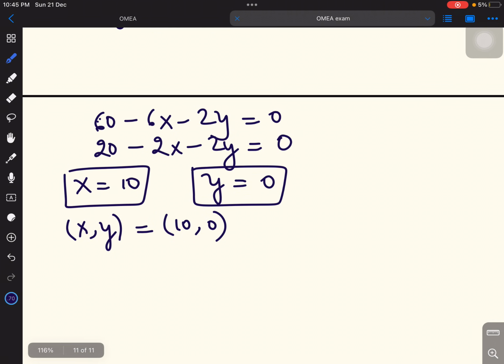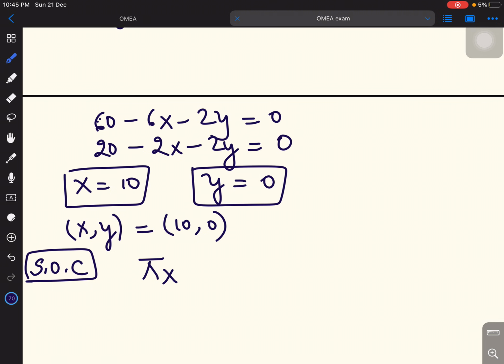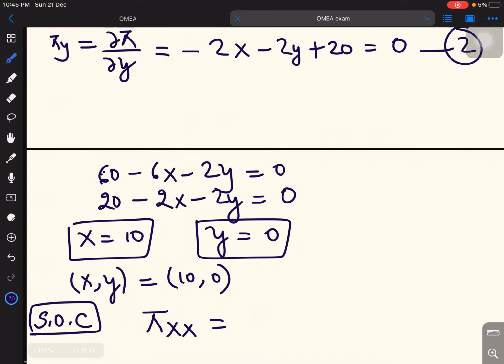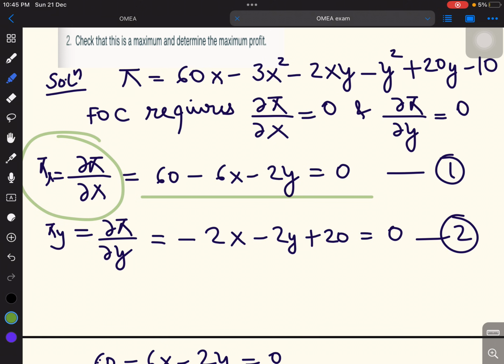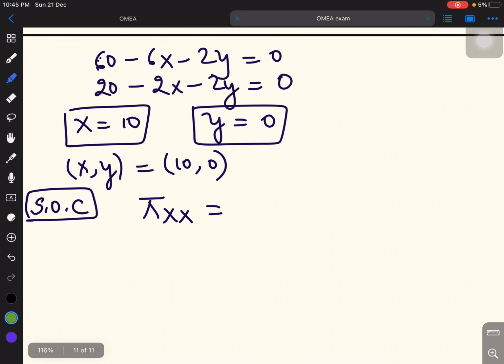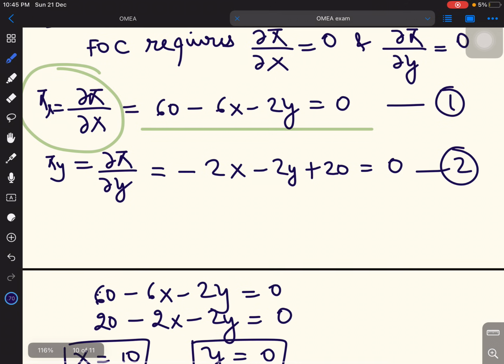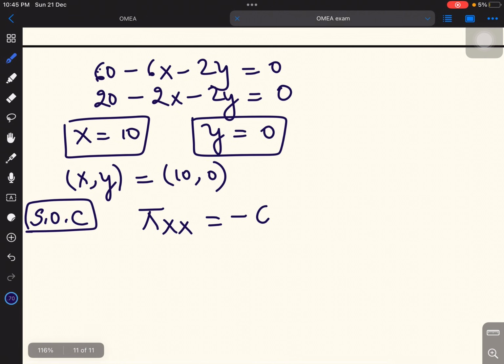Now to prove whether it is maximum or minimum, we are going to find out the second order conditions. So this SOC is second order conditions. The second order condition is differentiating pi x with respect to x again. So this was our function pi x, delta pi by delta x. If we further differentiate it with respect to x, we only get minus 6.